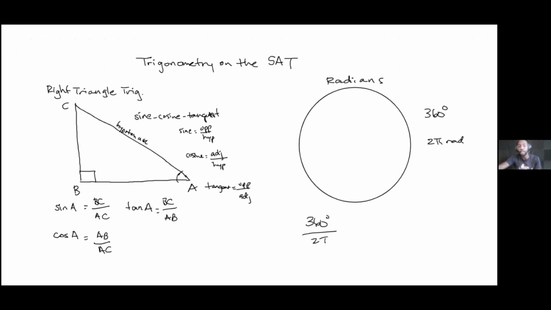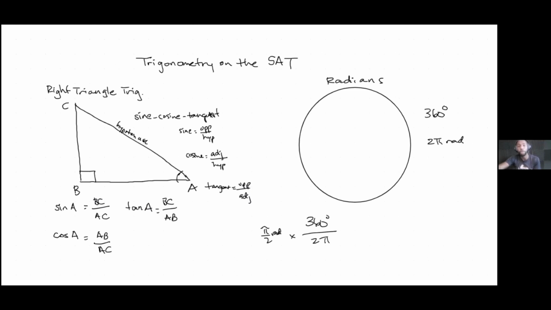For example, if somebody asked, pi over 2 radians is how many degrees? So you would multiply pi over 2 radians times 360 degrees for every 2 pi radians, and then you would get that. Okay. So that's an example of how you might use that.